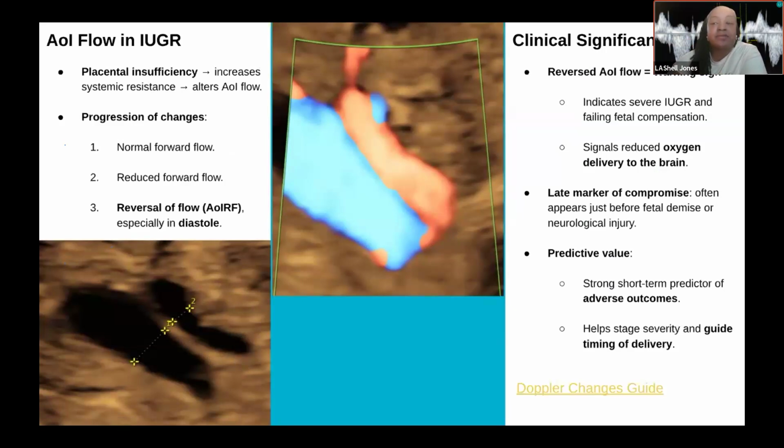It may be indicative of severe IUGR or failing fetal compromise or compensation. Usually they start prepping for delivery. It signals reduced oxygen delivery to the brain. It could be a late marker of compromise. And so usually the doctor may assess or send the patient to L&D, maybe to get delivered.